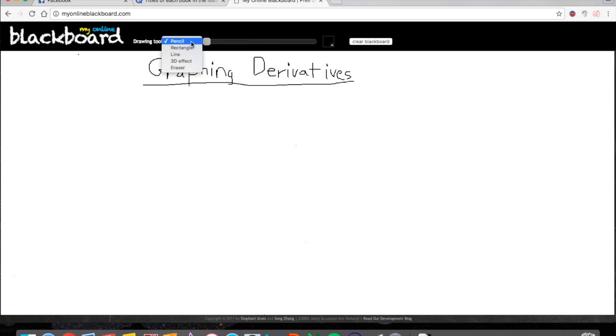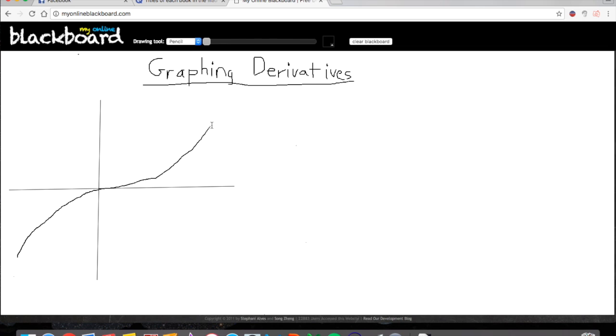So first, I'm just going to draw a regular graph over here. This graph will just be an x cubed graph. An x cubed graph looks something like this. So this is f(x) equals x cubed.